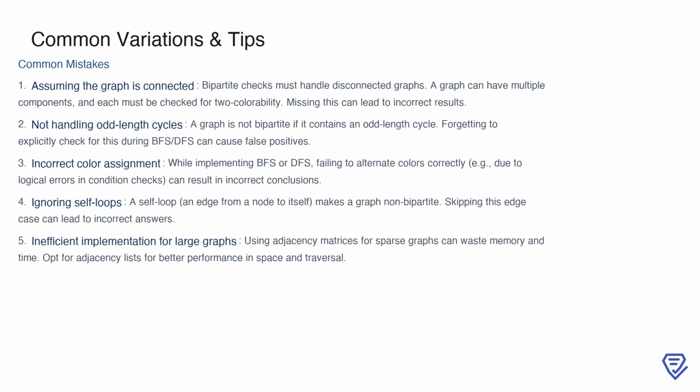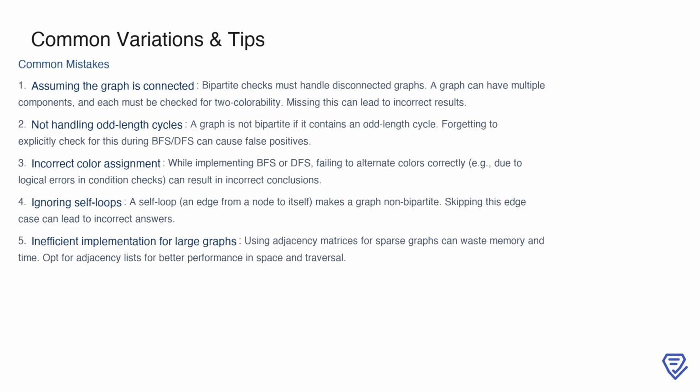When working on bipartite graph problems, there are some common pitfalls to avoid. First, it's crucial not to assume that the graph is connected. A graph can consist of multiple disconnected components, and each of these components needs to be checked individually to confirm two-colorability. Another mistake is overlooking odd-length cycles.